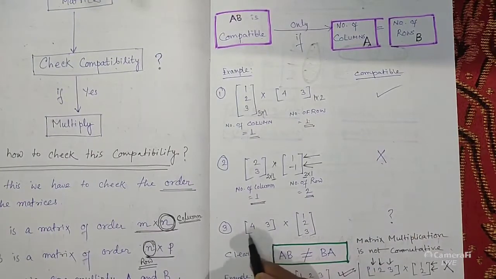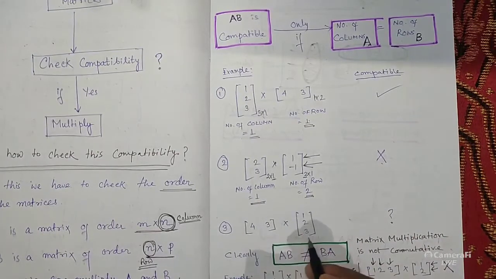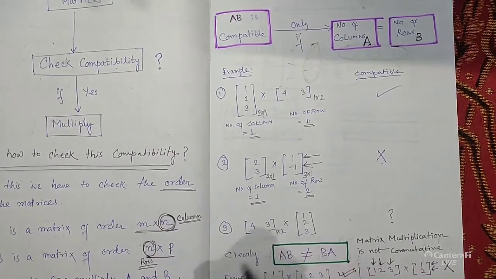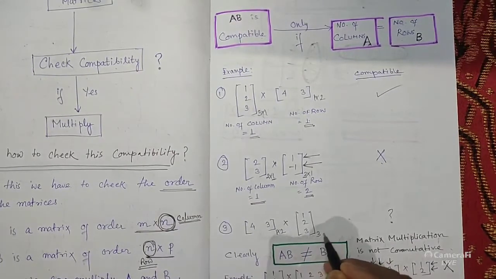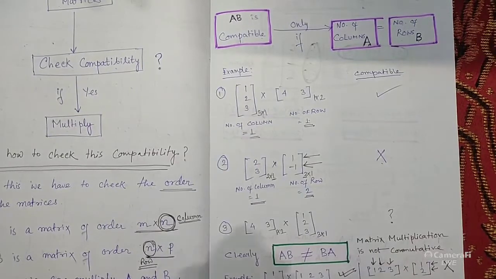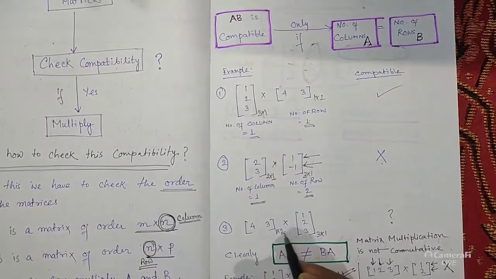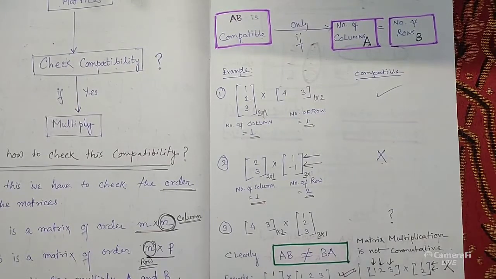Number 3. 4, 3, 1, 2, 3. Here what is the order? 1 row 2 columns. Here what is the order? 3 rows 1 column. Is it possible to multiply? See, the number of columns is not equal to the number of rows, so it is also not possible.